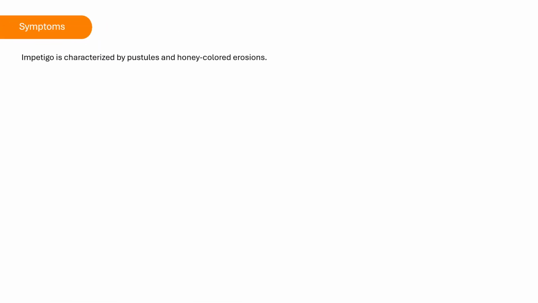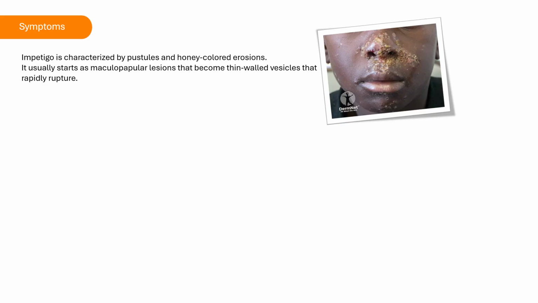Impetigo is characterized by pustules and honey-colored erosions. It usually starts as maculopapular lesions that become thin-walled vesicles that rapidly rupture. And when these lesions rupture, that is where the crust that we normally see with this disease comes from. When you picture this disease, you picture the crust on the skin. This is an example. His lesions burst and now they're starting to form a crust.